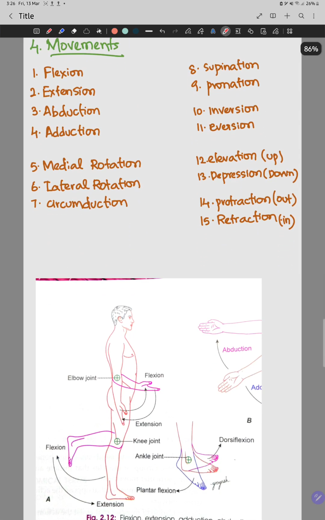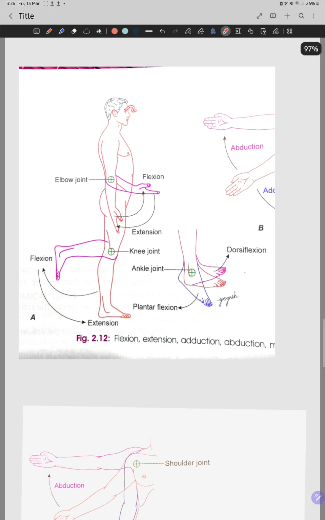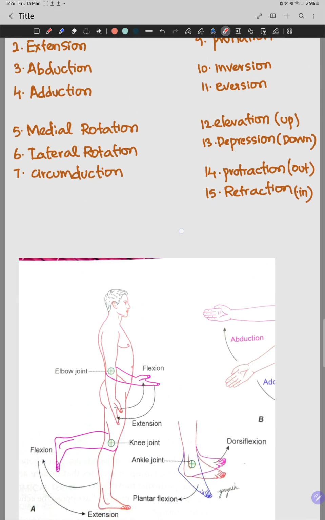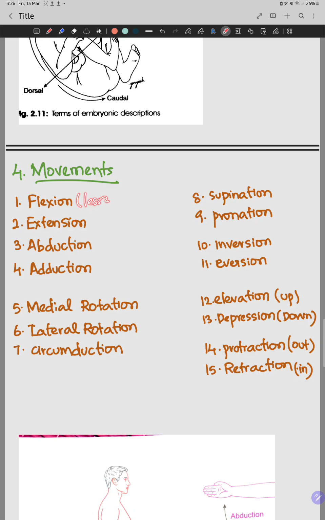Next, coming to the movements, these are very important. When you are reading the joints, this will come up so frequently, so focus on this. This is flexion. I always say that flexion means less angle, extension means more angle. This is the hand. When you are doing like this, there is a less angle in between, so this is flexion. When I bring this hand to here, this will be my extension, the angle is more.